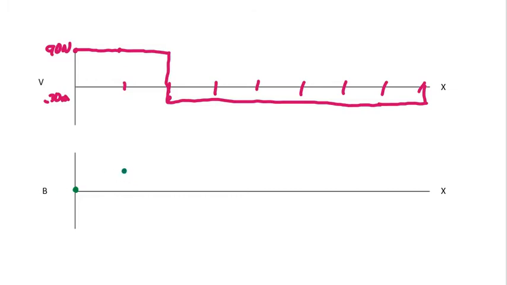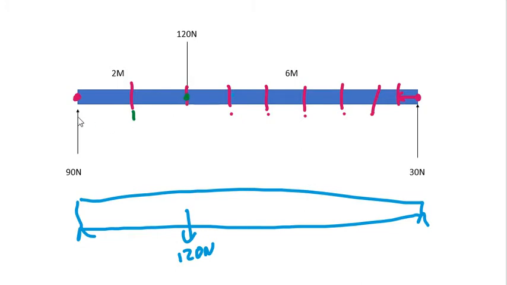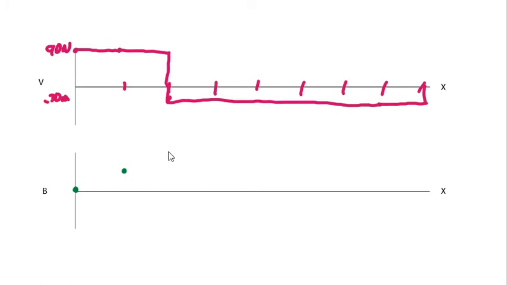I go to the next one, 2 meters away. I have 90 times 2 is 180. And I have another force, but the lever arm for this is 0. So it's 120 times 0, 0. So at this point, I have a moment of 180 newton meters, 90 times 2. So this was 90 newton meters. This was 180 newton meters.